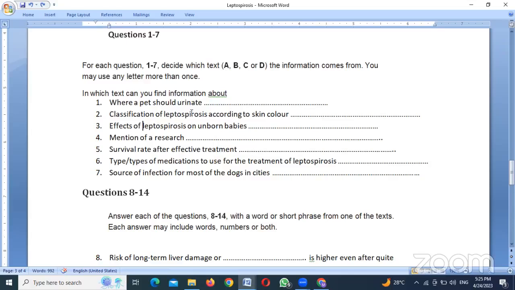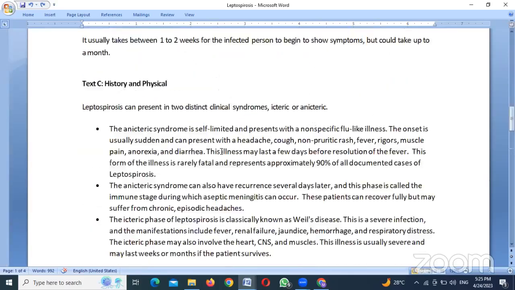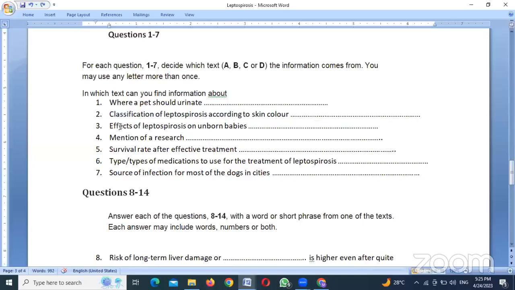Okay, so if I ask Dr. Aftab, according to severity, what should be the answer? In which text is it possible? Severity type is in A, text A, sir. In text A, okay. So please don't just see the types of leptospirosis here and just give the answer. See what exactly type of leptospirosis the examiner is asking about. Please be careful. Yes, sir. Okay, good. Okay, so effect of leptospirosis on unborn babies.